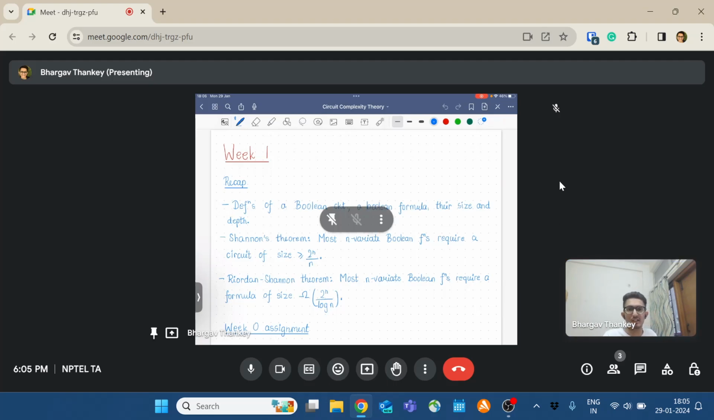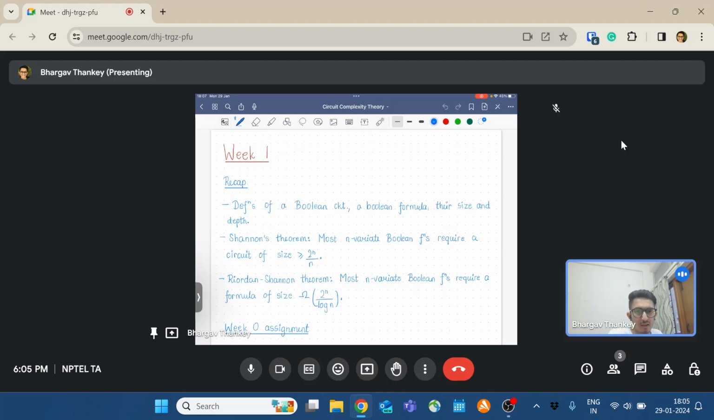Okay. So first, let's recap what we saw this week. We saw a few basic things. We saw the definitions of Boolean circuits and formulas and various notions of their sizes and depths. Recall there are multiple sizes: size, size star, leaf size, etc. We also saw Shannon's theorem, which says that most n-variate Boolean functions require a circuit of size at least 2 to the n over n.